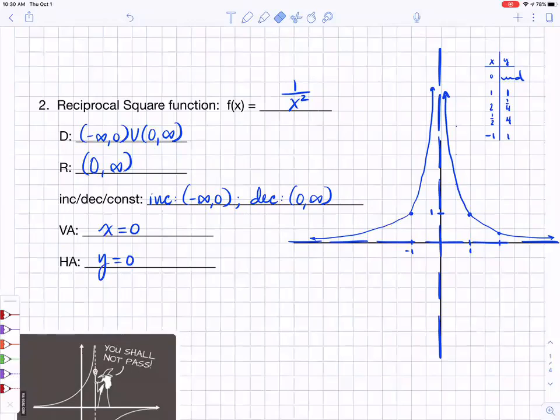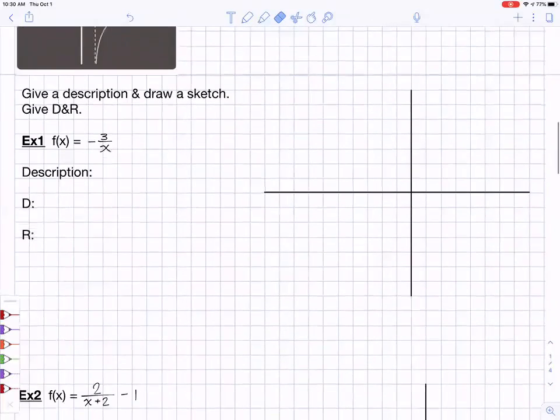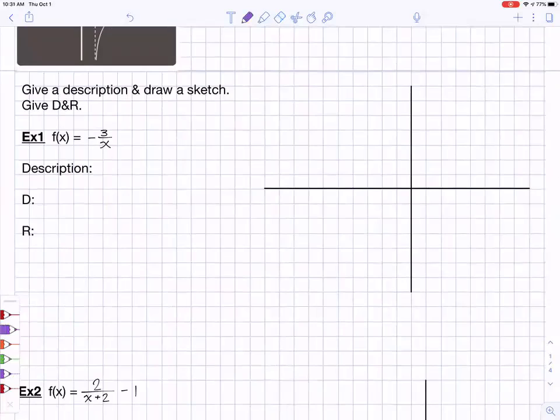Horizontal and vertical asymptotes there, x equals 0 and y equals 0. Here's just a little cute graphic that talks about a vertical asymptote being something you cannot get through. You cannot touch that. I found that on Pinterest and I thought, ooh, that's cute. All right, so let's go to example number 1.